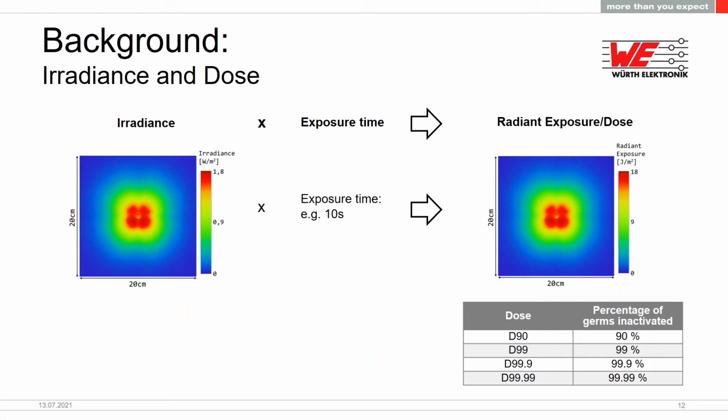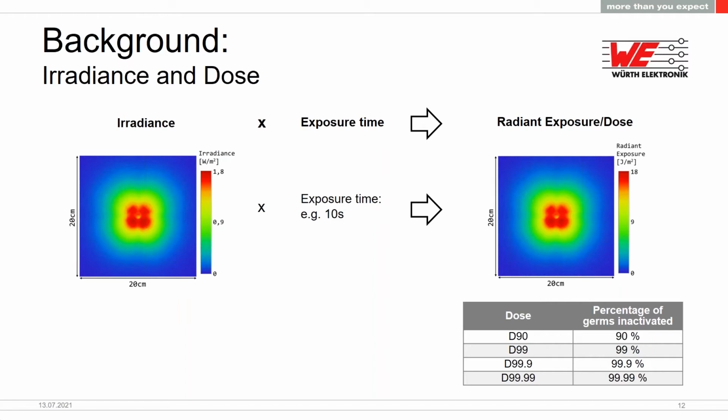So for example, if you have a model germ, some bacterium, which has a D90 dose of, for example, 18 joules per square meter, then if you have a system with this irradiance and 10 seconds of exposure time, you get a radiant exposure of 18 joules per square meter everywhere in this red area. And this means, because the D90 dose for this specific bacterium was 18 joules per square meter, that everywhere on this red area, you killed off 90% of this specific bacterium.